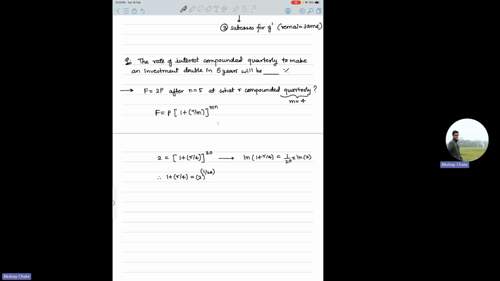So e to the power ln 2. Be careful about this ln and log. Okay, so this is a natural log, not a logarithm like 10 base. It's not 10 base, it's natural. And then you need to subtract 1 from it, right? Minus 1 and into 4.